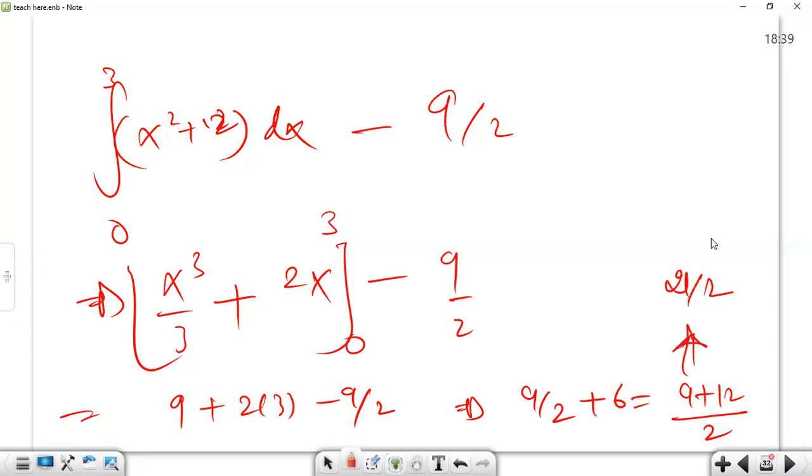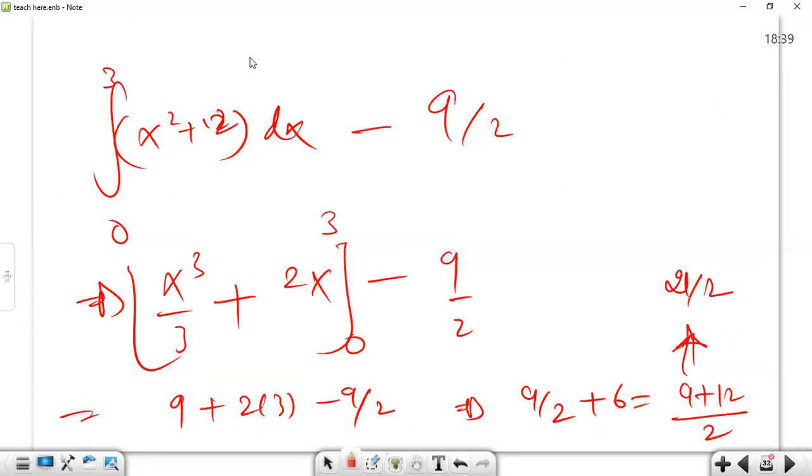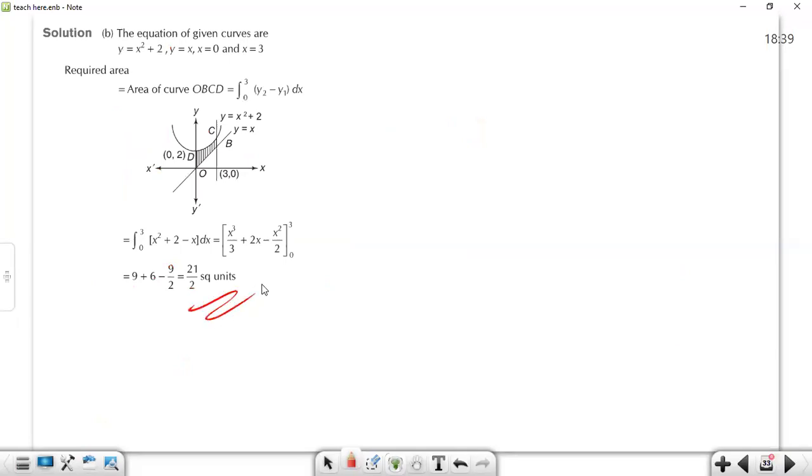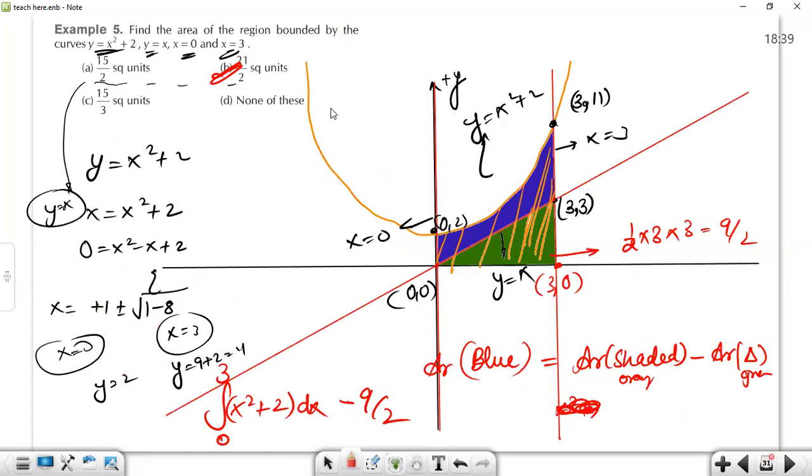by 2. Let's match options. Yes, it is there. 21 by 2 should be our correct answer. Yes, it is. How simply they have written. Okay. So yeah, we draw the graph correctly because of our understanding of parabola. So it is required. Is this question clear? Yeah, sir. Yes, so we just have to break it down into parts.